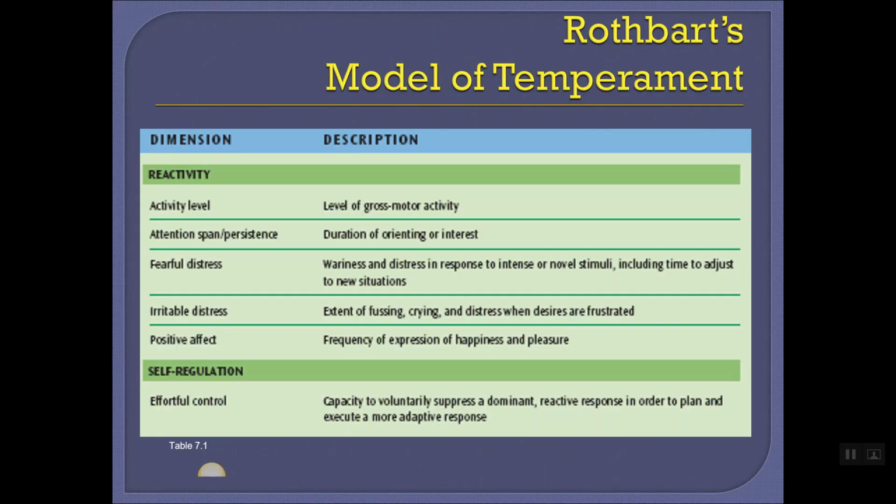Now, Rothbart was another theorist who came after Thomas and Chess and added a few more dimensions to consider, such as their activity level, their positive affect, their attention span. So you can pause the video here and take a minute to review this, but I'm going to focus more on the traditional Thomas and Chess version of temperament.